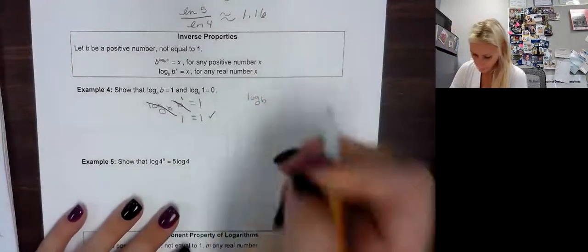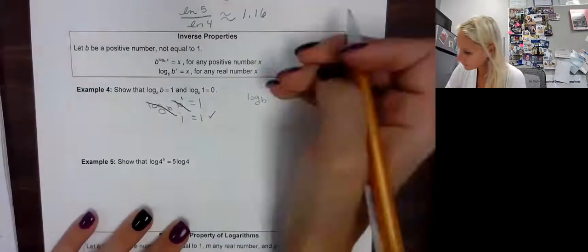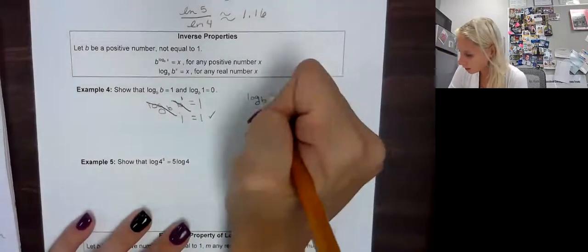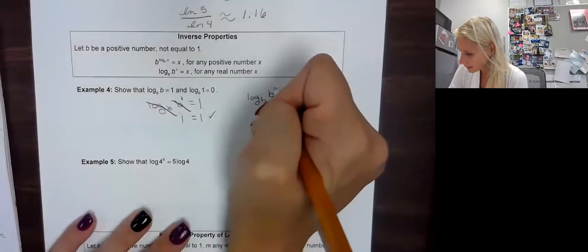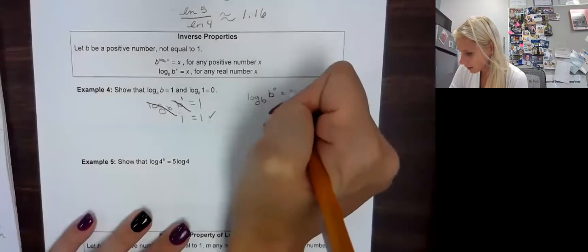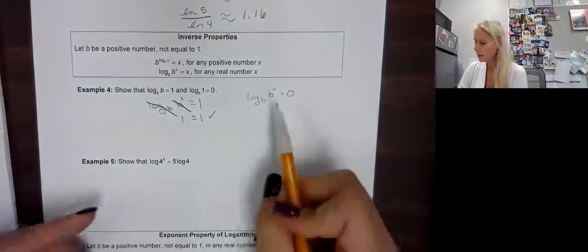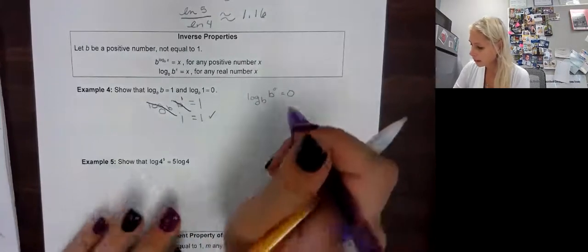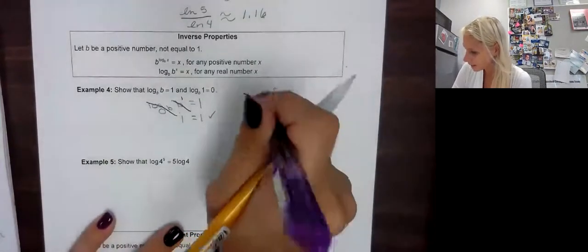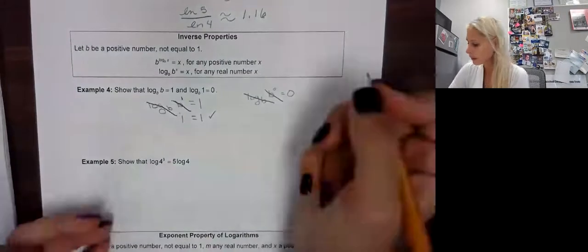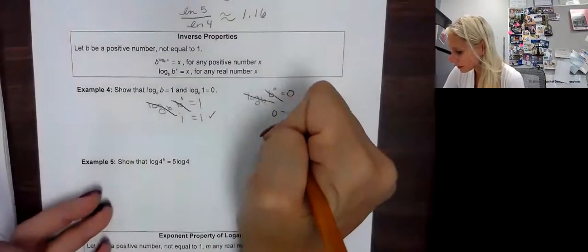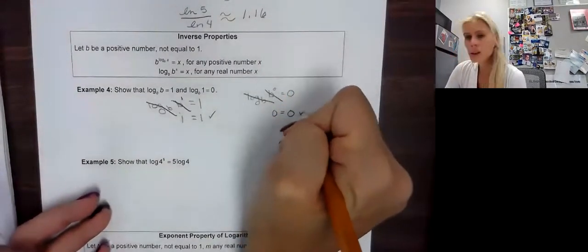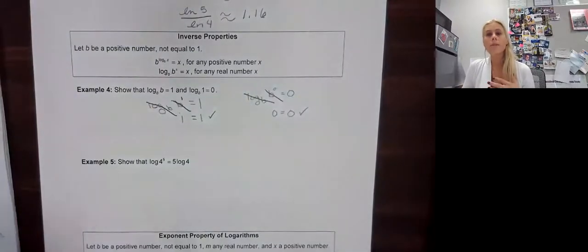Now if we talk about log base b of 1, well, 1 is also the value of b to the 0. Right? b to the 0 is the value of 1. And now I can explain it by inverse, that this log and this base cancel. So I get 0 equals 0. So this is just showing you how you can use the inverse of them to be able to solve, okay?